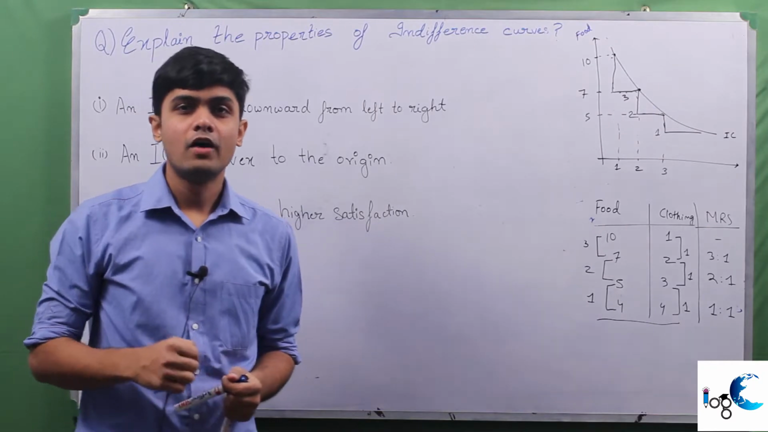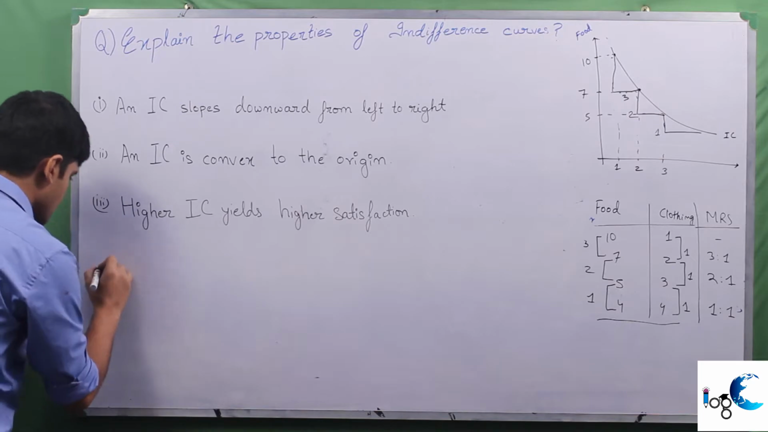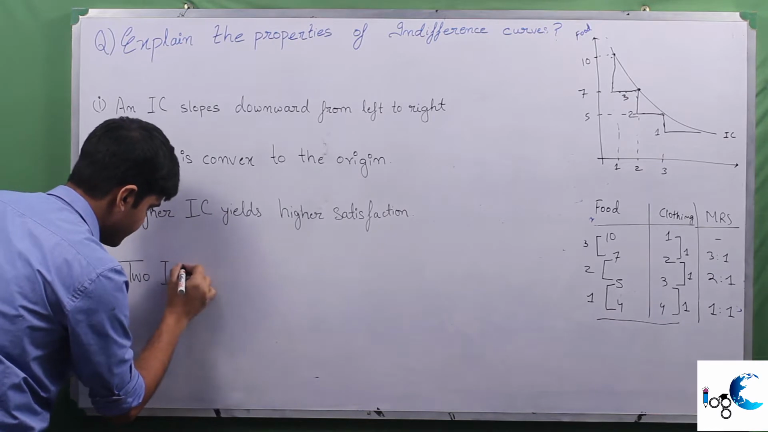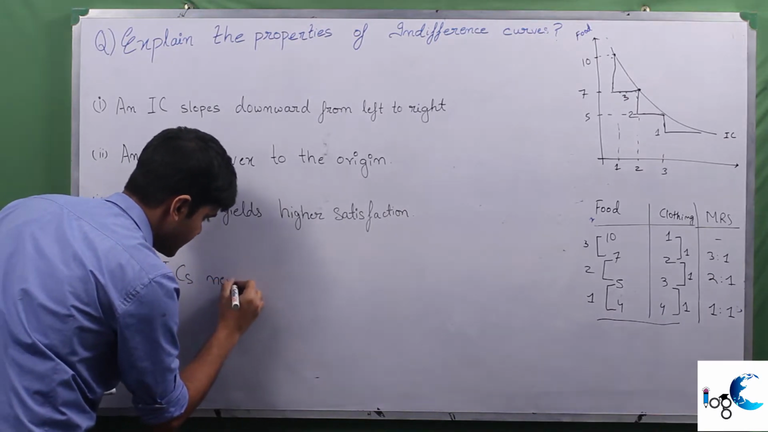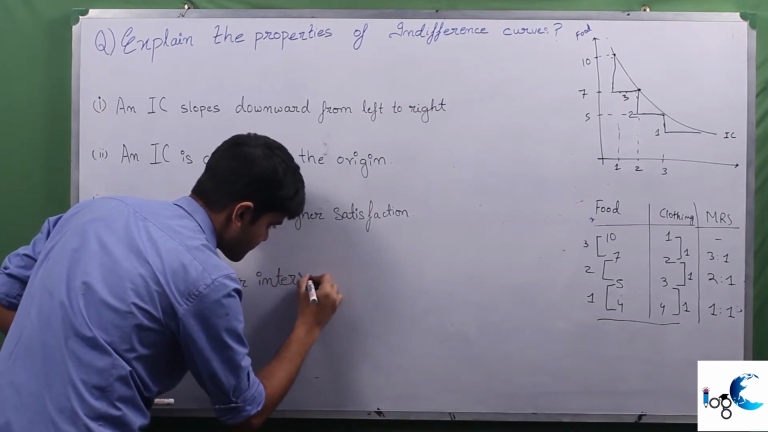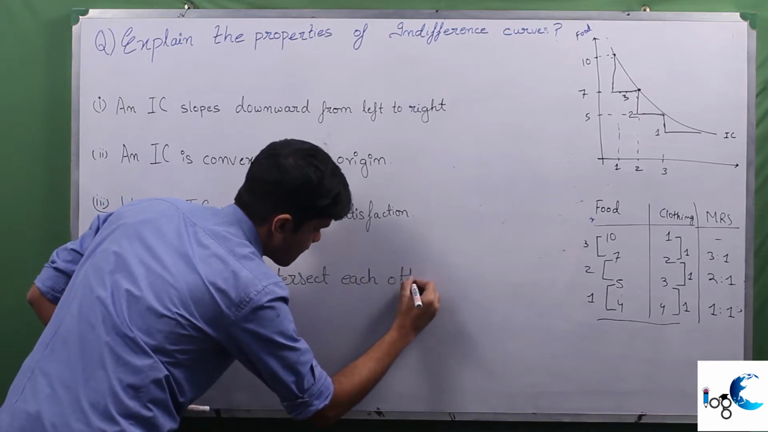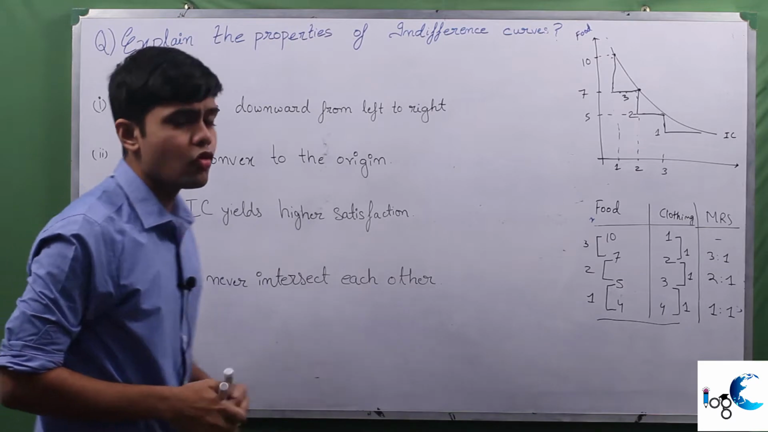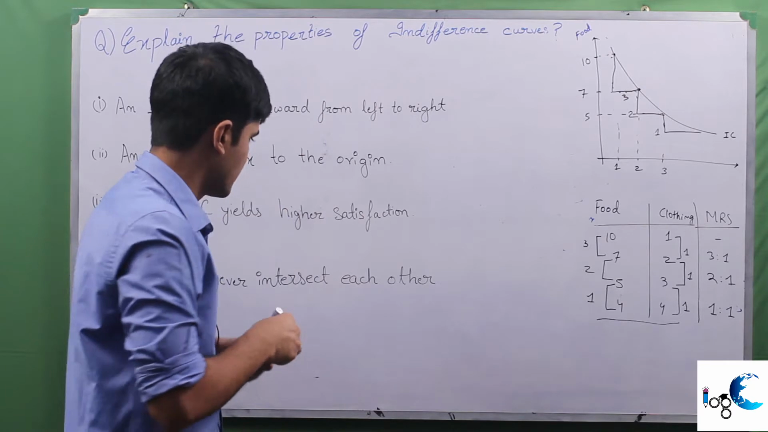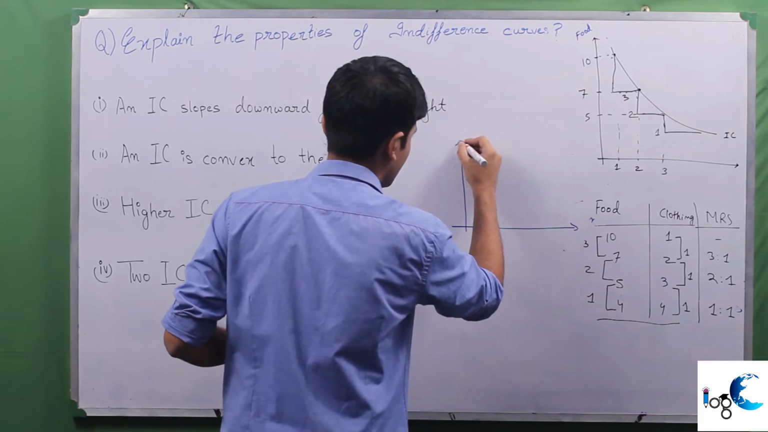Fine. Now we come to the most important property of indifference curve. That is, two indifference curves never intersect each other. Okay, so this is the most important property and perhaps little bit difficult to get. Okay, so see, it's very easy. Just try to understand it graphically.